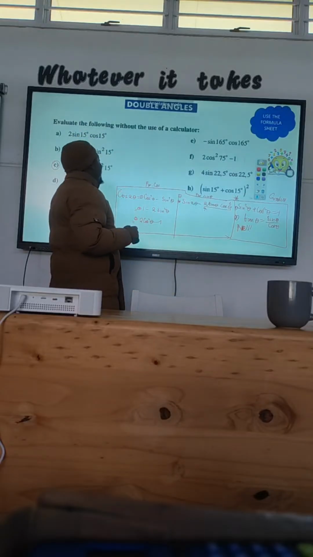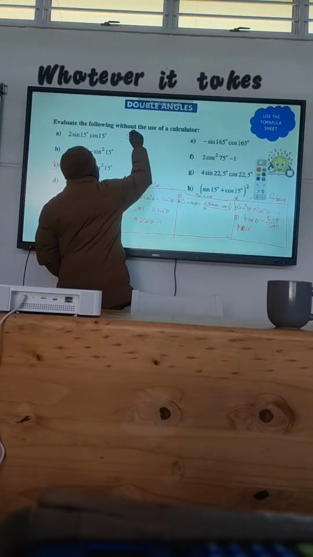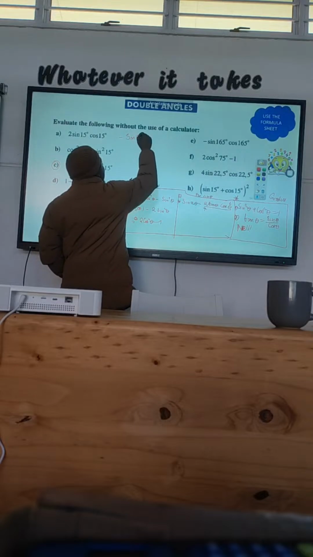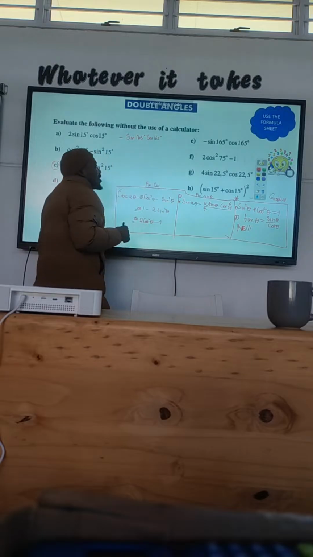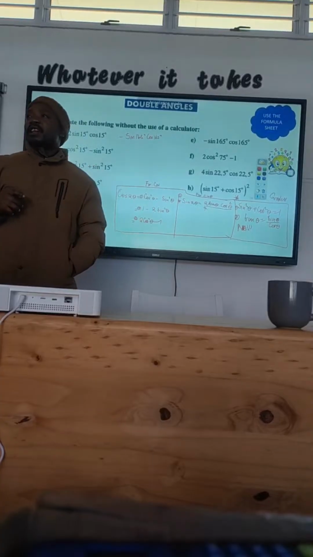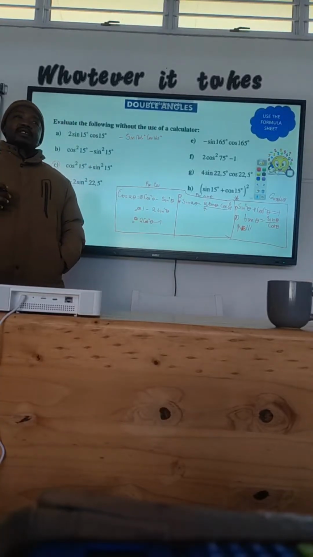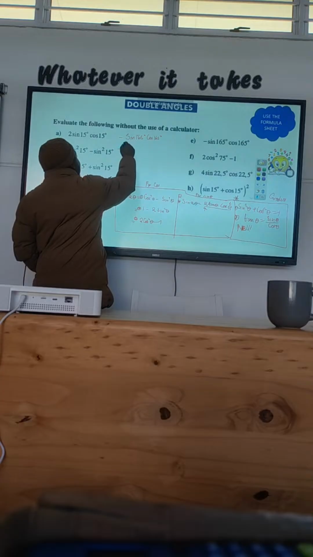Now, let's make a plan. Let's start first by reducing it. I told you that it is very important that we work only with acute angles. So I'm gonna say negative sine.